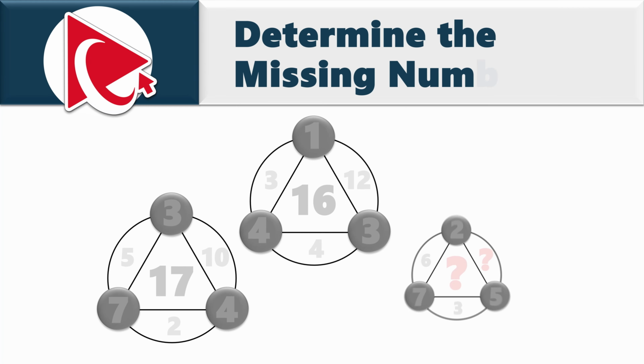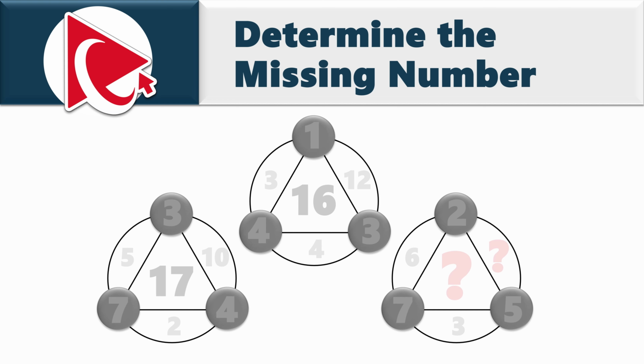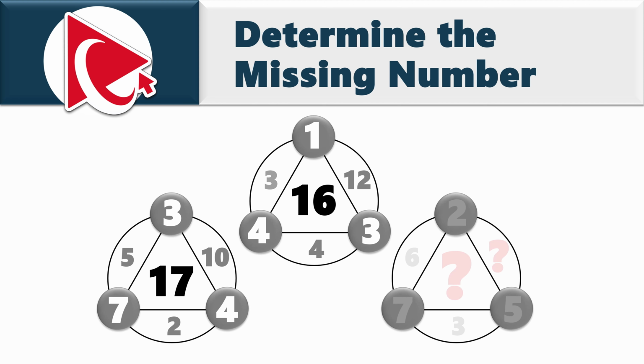You're presented with unusually looking shapes. Shapes have numbers inside. The middle number in the first shape is 17. Numbers in a small circle are 4, 7, and 3. And numbers inside the large circle are 10, 2, and 5. In the second shape, the middle number is 16. The numbers in the small circle are 3, 4, and 1. And the numbers inside the large circle are 12, 4, and 3.